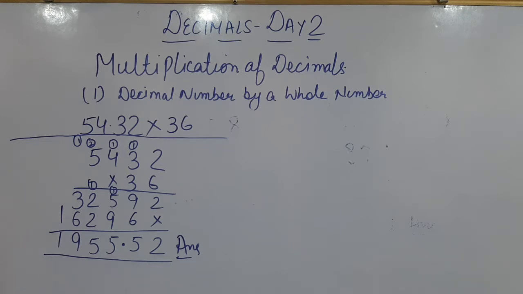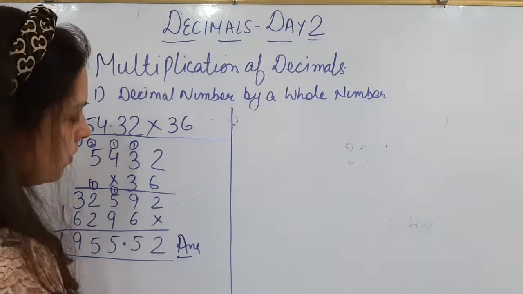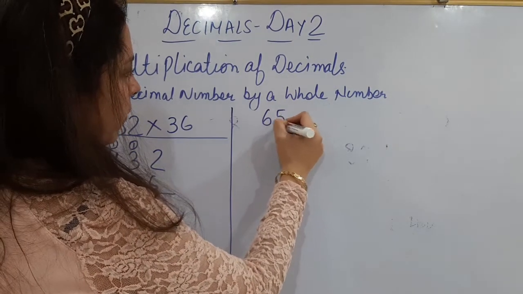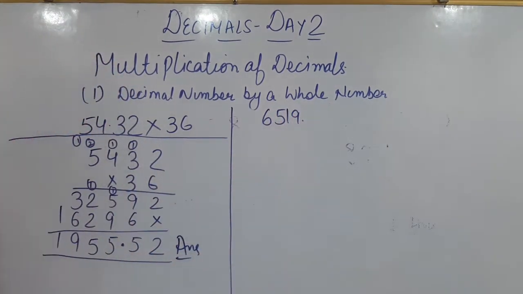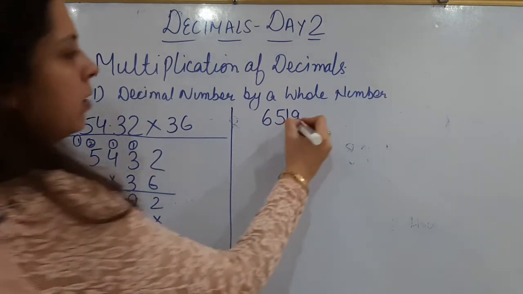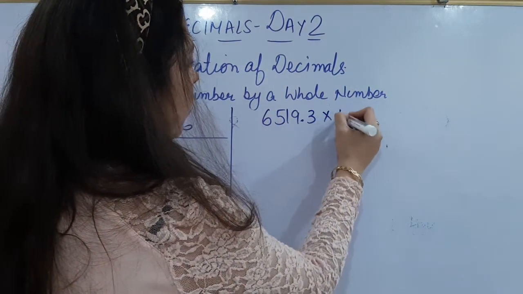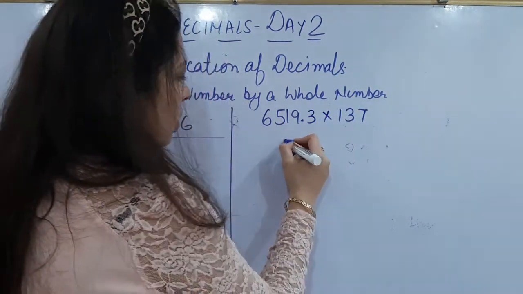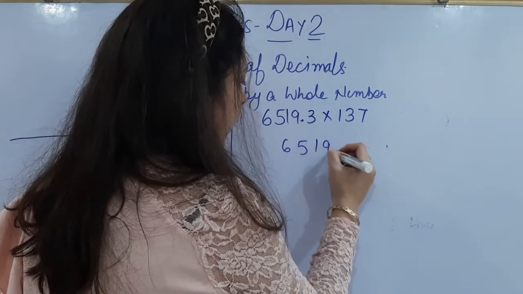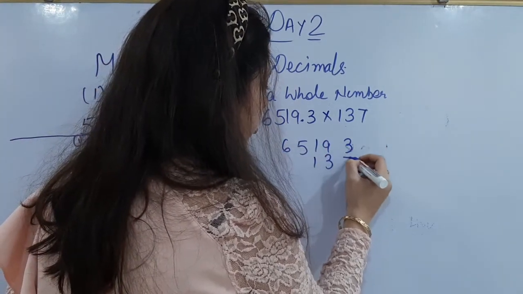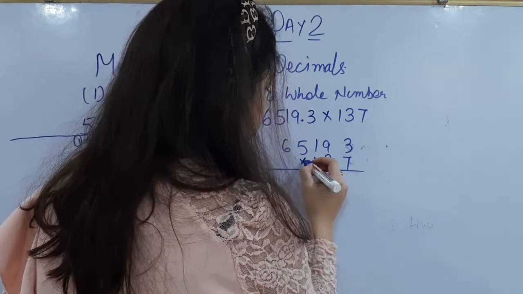Let's do multiply with 3 digit. So the question is 6519.3 multiply it by 137. 6519.3, and you have to multiply it by 137.